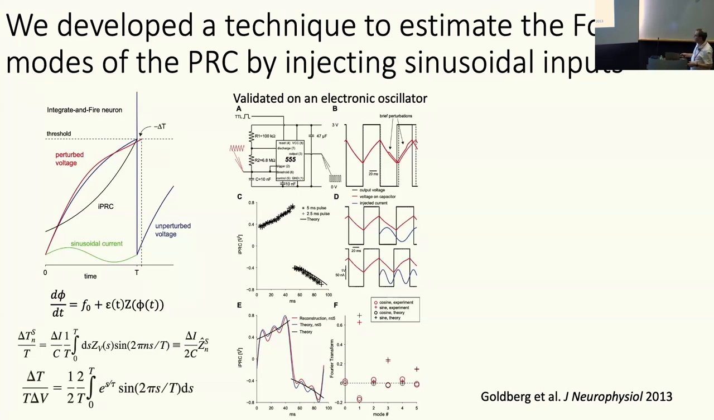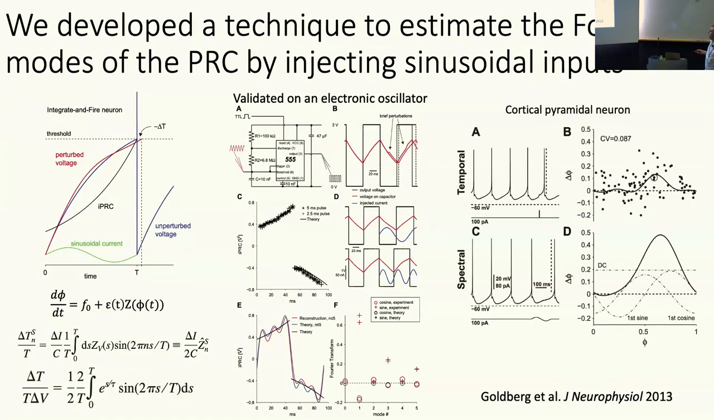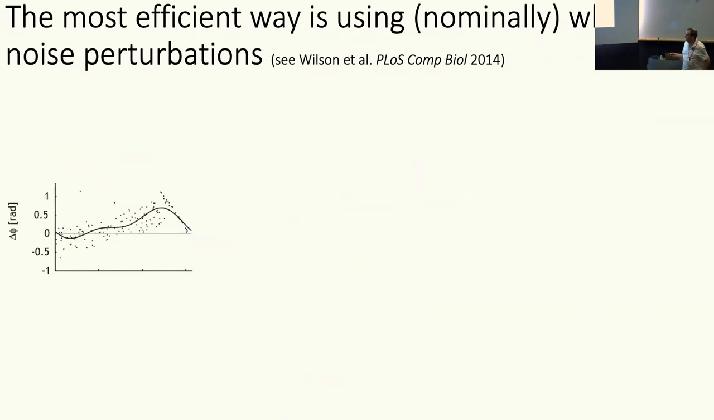But here I show you that the actual values of the first modes, theoretically and from the experiment, turn out to be the same. And then I went back to the cortical pyramidal neuron and compared the two methods. So here I gathered all the spikes and reconstructed, I think, three or four modes, and you get a really nice, smooth representation of the phase response curve. Okay, so I've shown you two ways to do it.